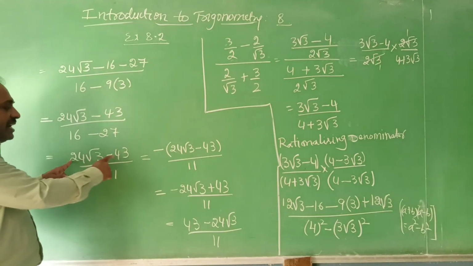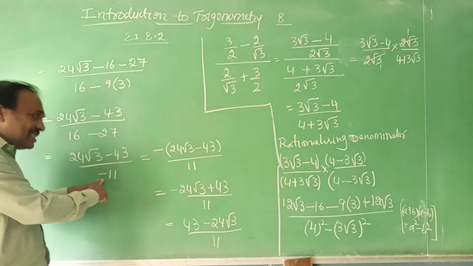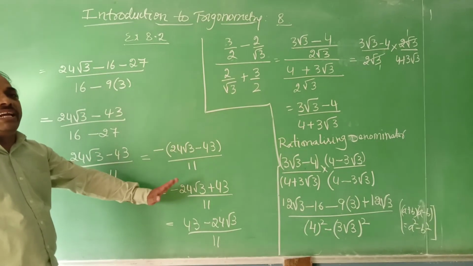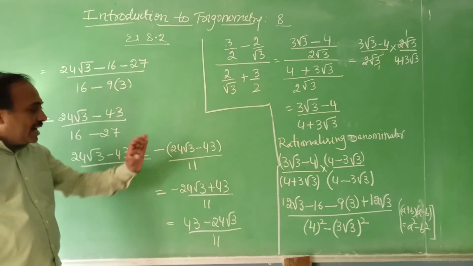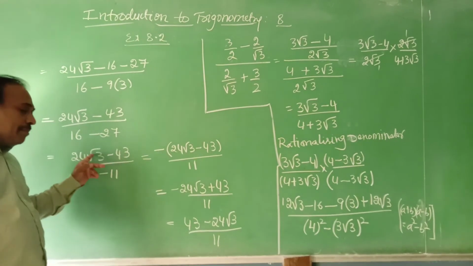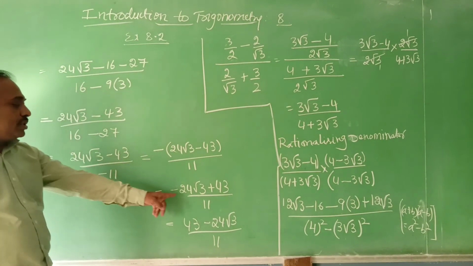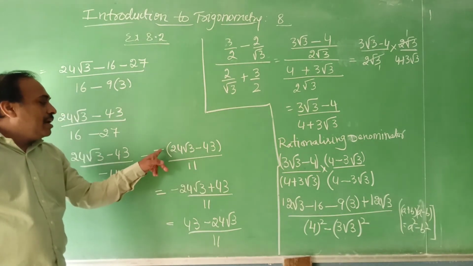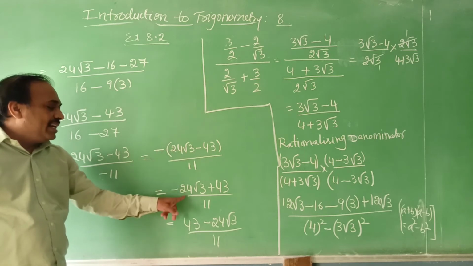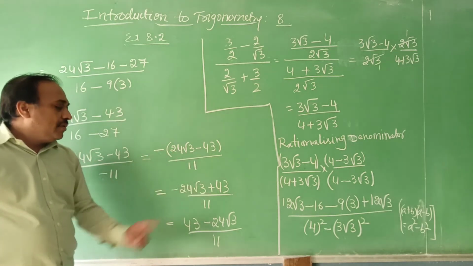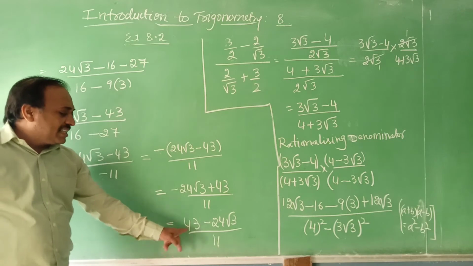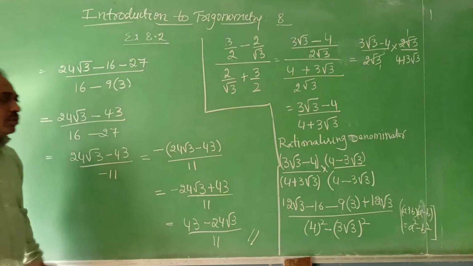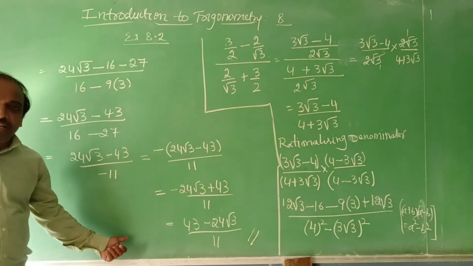Here, 24 root 3 minus 43. The denominator is having minus. That rational number topic we learned, that if the denominator is negative, we can write it for the numerator. Or else if we take out minus common in this, minus minus will become plus. So this is minus 24 root 3 plus 43. When you multiply with minus, minus into plus, minus into minus, plus 43. So therefore 43 minus 24 root 3 by 11. I hope it is clear to you all.